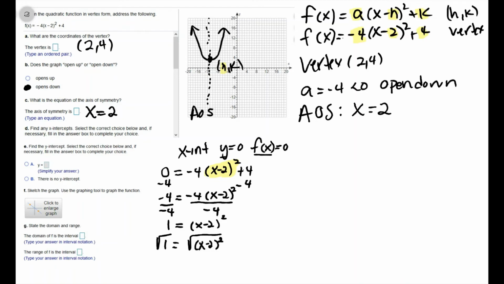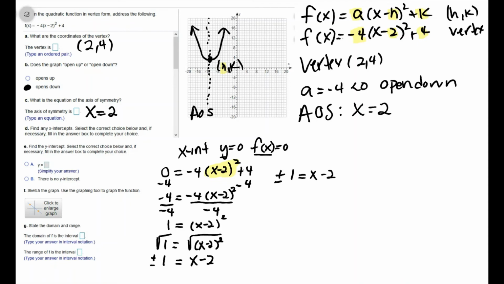The square and the square root cancel each other out on the right, and on the left, square root of 1 is 1, but I also need to throw in a plus or minus symbol. The plus or minus symbol has to do with the square and square root. We need to consider cases of plus and minus to account for that square root canceling out the square. So plus or minus 1 equals x minus 2.